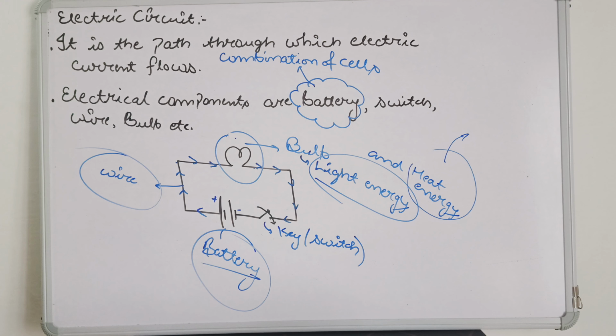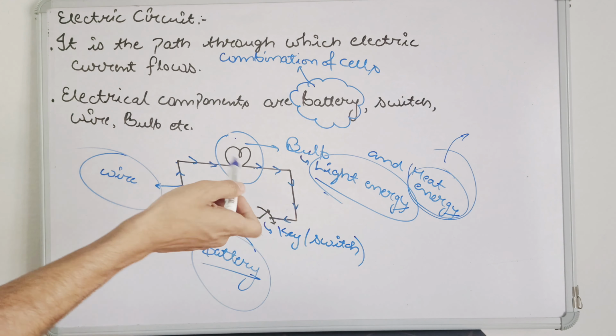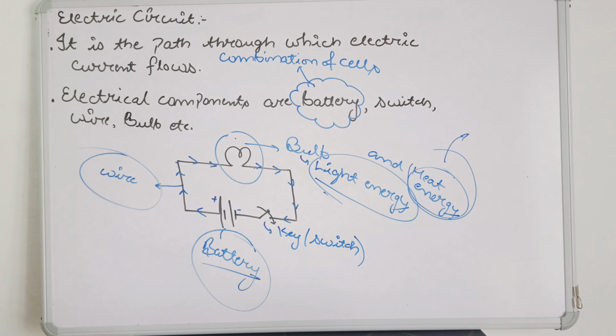So when the bulb glows, light energy as well as heat energy are produced. From where do these two energies come? These two energies come from the electrical energy only. Therefore, in this particular electric circuit, energy is transformed from one form to another. How many forms are there? See, chemical energy, electrical energy, light energy, and heat energy. This is the basics of electric circuit.